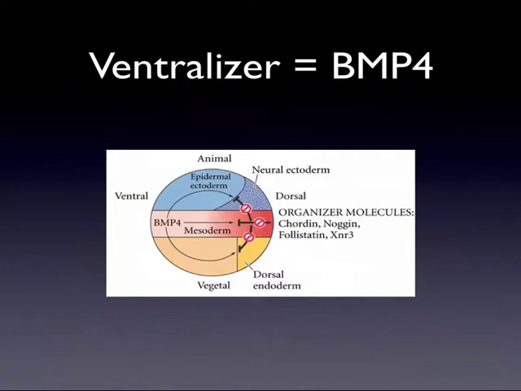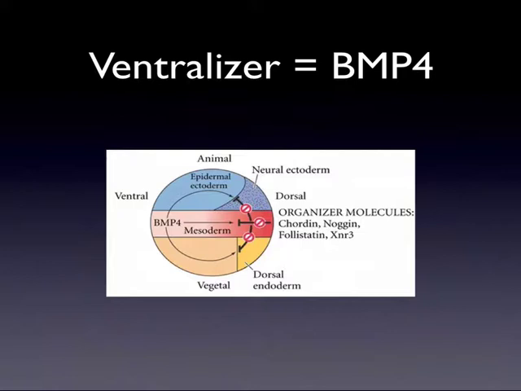So what do you think happens? In other words, what do you think the organizer is doing? If you've got this ventralizing signal, this BMP, coming across that mesoderm, well, it makes sense after the fact. It took 20 years for people like De Robertis to figure this out, but in effect what's happening is the organizer is inhibiting the ventralizing signals.